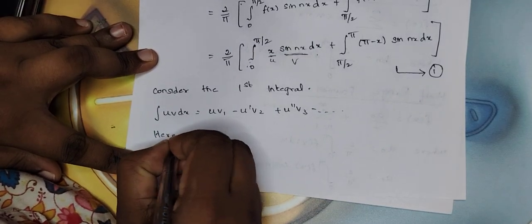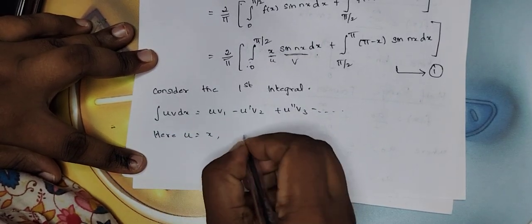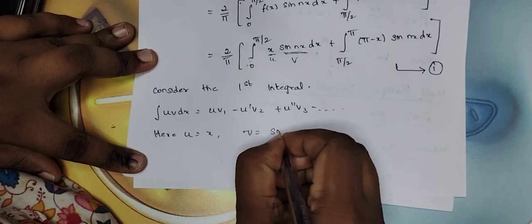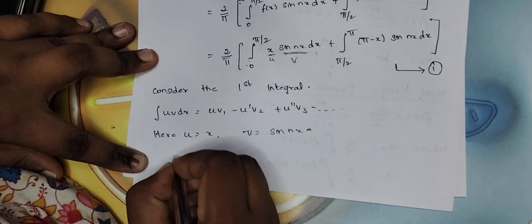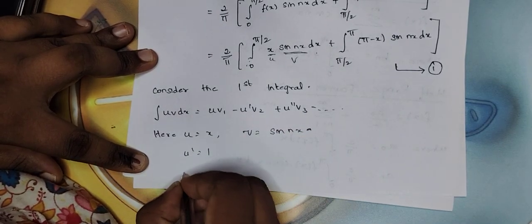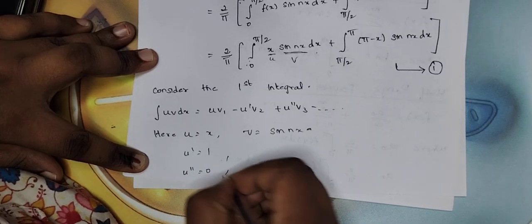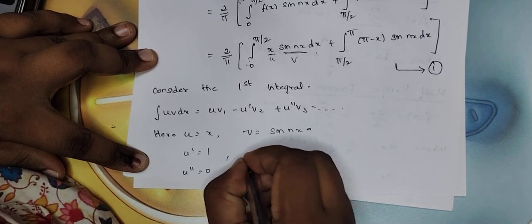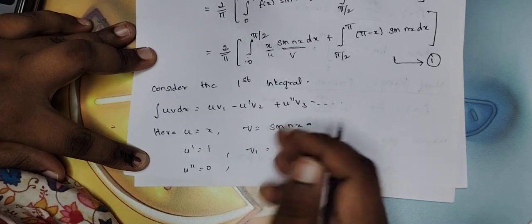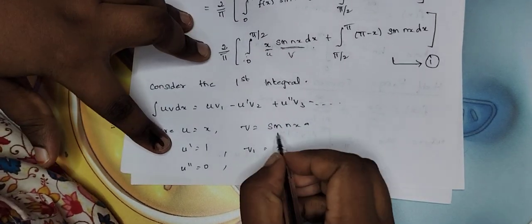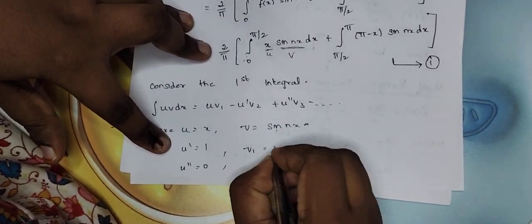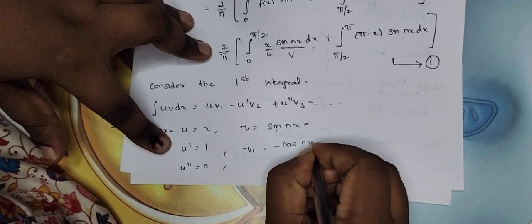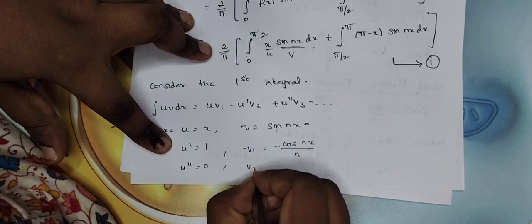Here, according to my formula, u is my x and v is my sin nx. Then u' is nothing but 1, u'' is 0. So I have differentiated and got the value. Next I'm going to integrate the v terms. So the integration of sine is minus cos nx by n. Then I'm going to find the next v term.